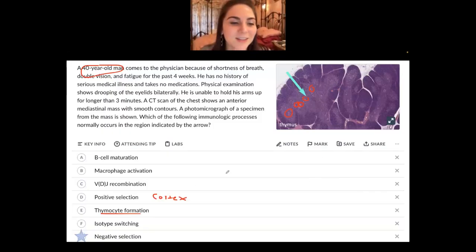It's okay. It's all right. So positive selection out here, negative selection in here. Look for Hassall's. What does he have? He probably has some sort of lymphoma or leukemia.